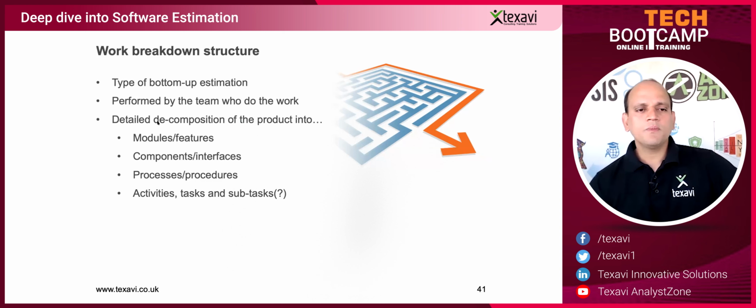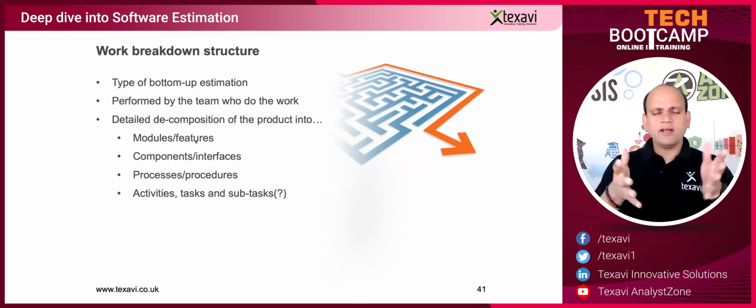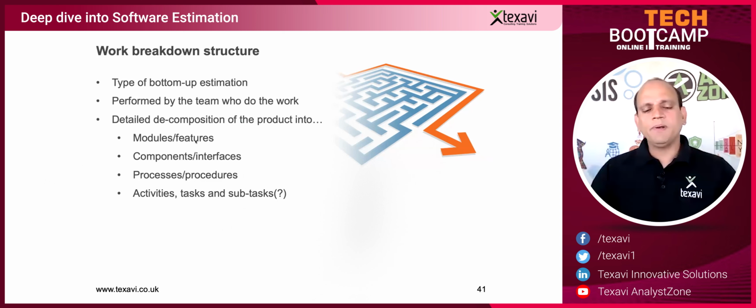So you talk about the detailing of the decomposition. The decomposition of the product: you're trying to break the whole product and the complexity down into individual units. And that could be driven in terms of the modules or the features. You could try and do that. For example, we were talking about the modules.